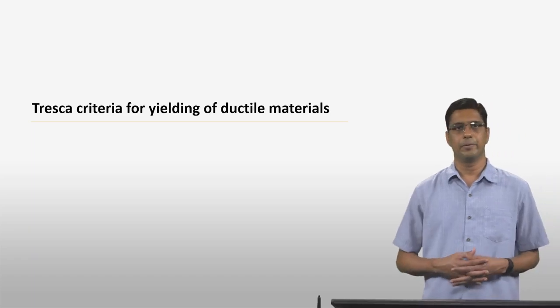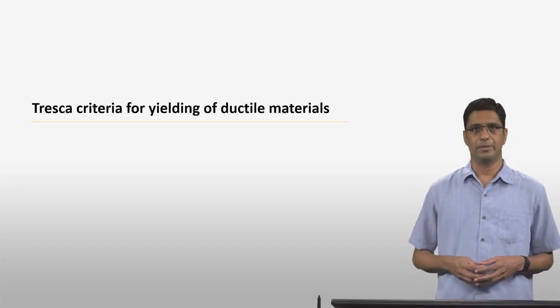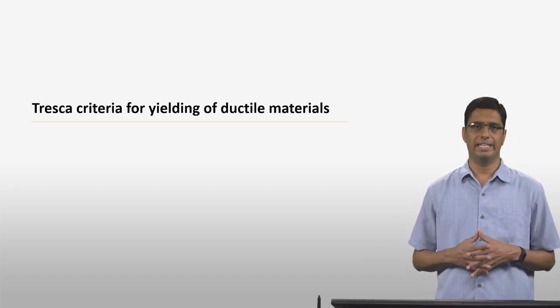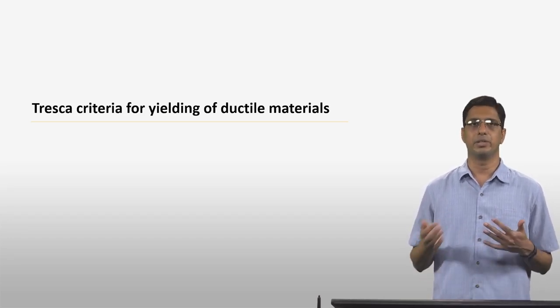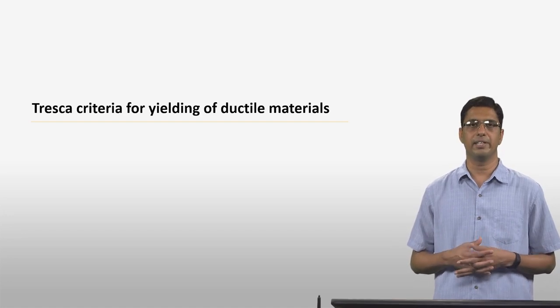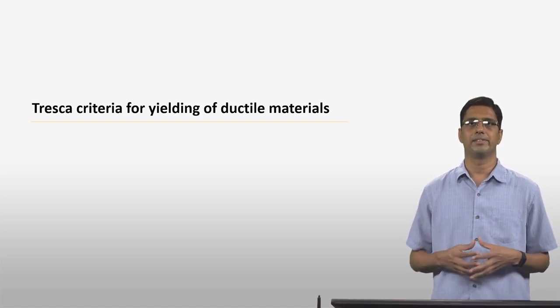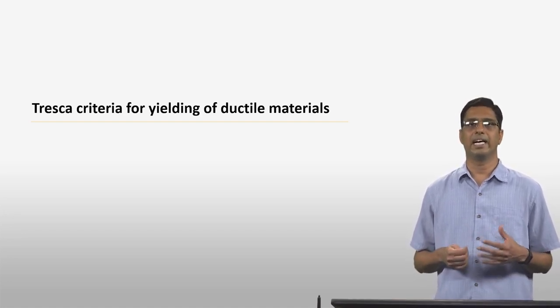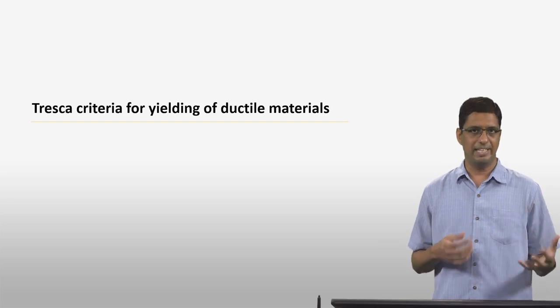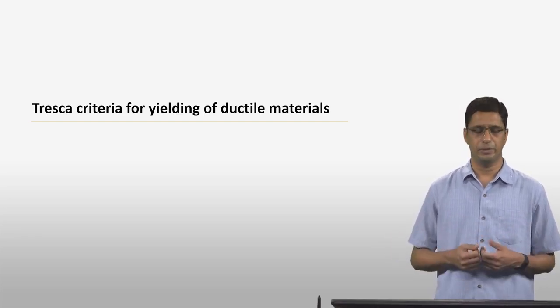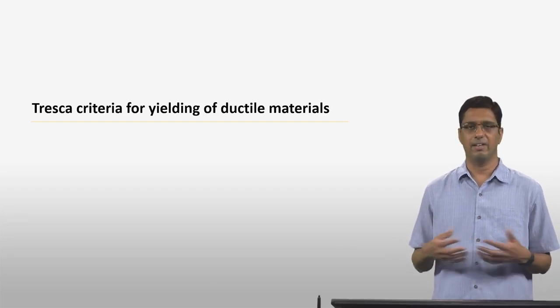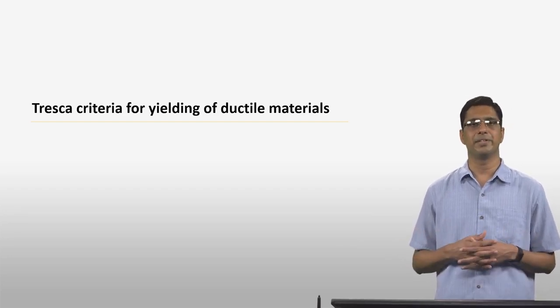Hello, welcome everyone. In today's lecture, we are going to look at one of the two criteria that we use for predicting the yield of ductile materials. Again, to reinforce what we learned last time, ductile materials are materials which have a failure strain of more than 5% in tension. So these include metals and alloys and so on, many of the materials that we use in engineering.